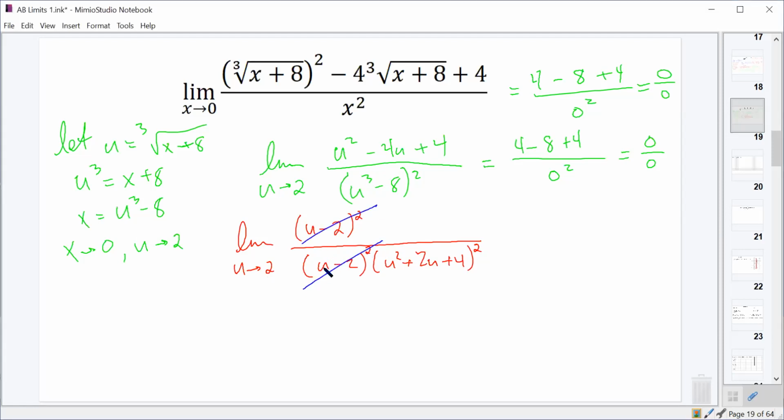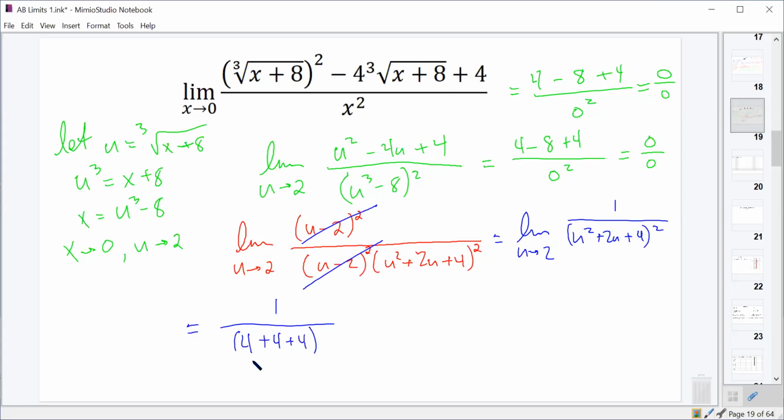Those will cancel. We've got the limit as u approaches 2 of 1 over u squared plus 2u plus 4, squared, or 1 over 4 plus 4 plus 4, squared. Now that'd be 12 squared, which is 1 over 144. Any questions with that?